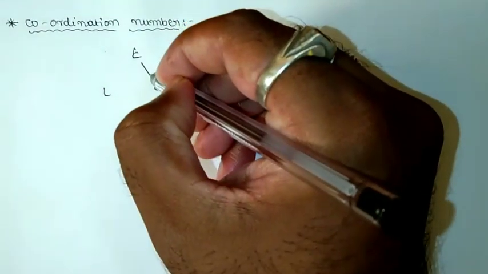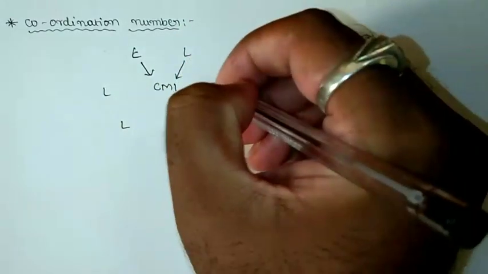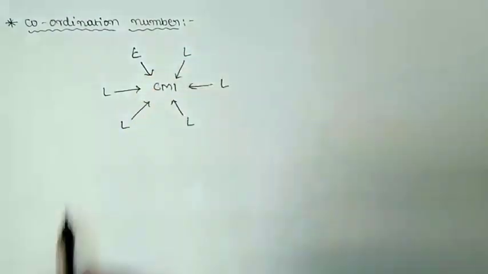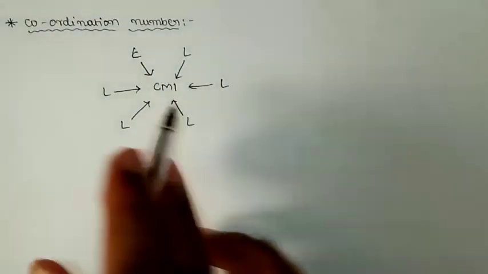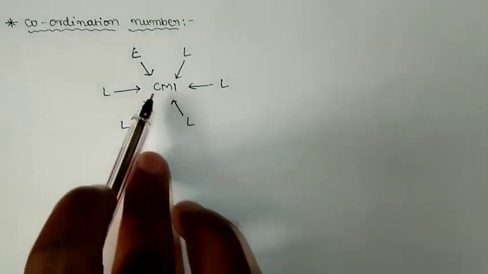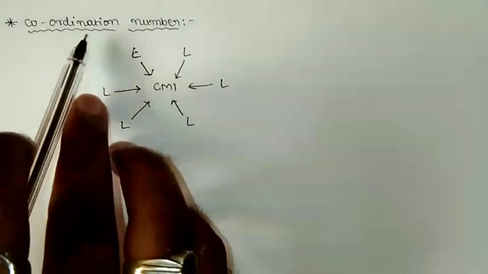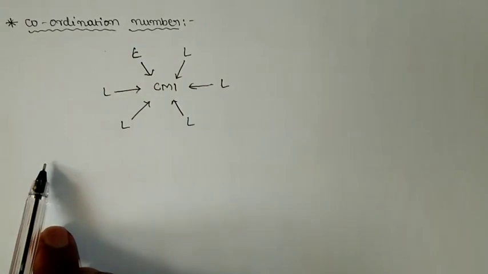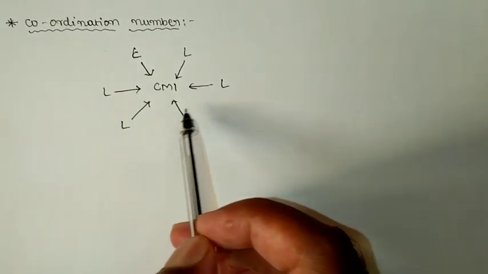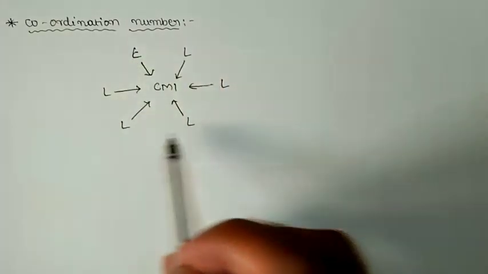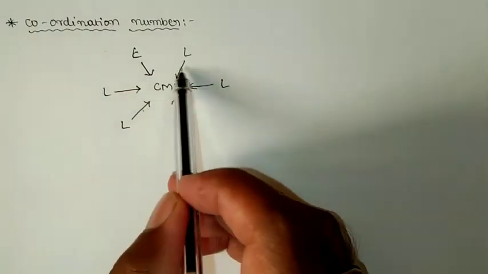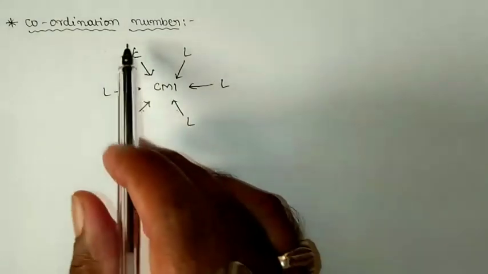If you consider all the ligands which are surrounded around the central metal ion, and if you count the total number of coordinate bonds formed by all the ligands present around the central metal ion, the total number of coordinate bonds formed by the surrounding ligands with the central metal ion is simply considered as coordination number. Or else we can say in some other way also, the total number of ligating atoms of the surrounding ligands that are directly linked to the central metal ion through coordinate bonds, that will be called as coordination number.